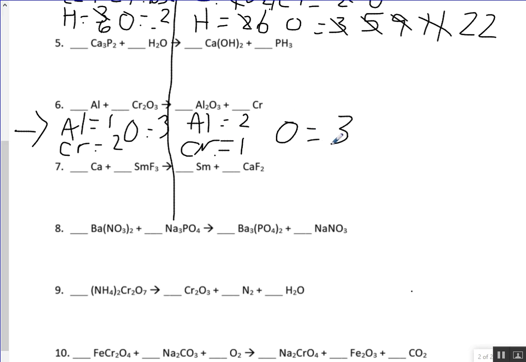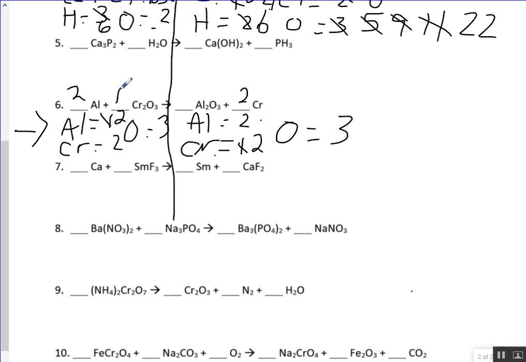So my Als and Crs are mixed up here. I've got 2 Als on the right. I've only got 1 here, so just put a 2 in front of that, and that changes that. And it's only Al. And then I got Cr by itself over here, so I just put a 2 in front of that. And that changes that. And look, the O's didn't even need to be changed. So that one was simple.